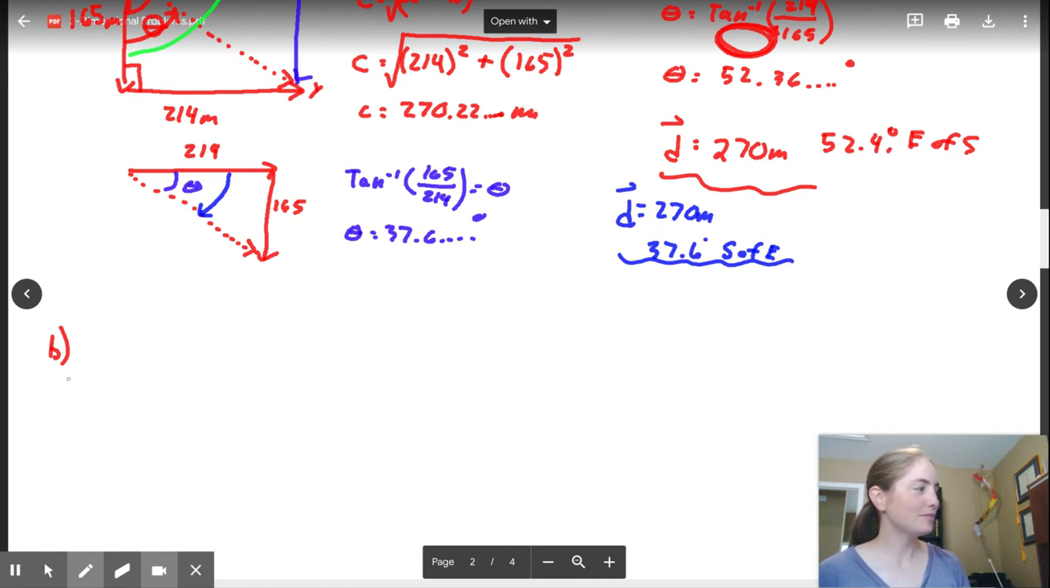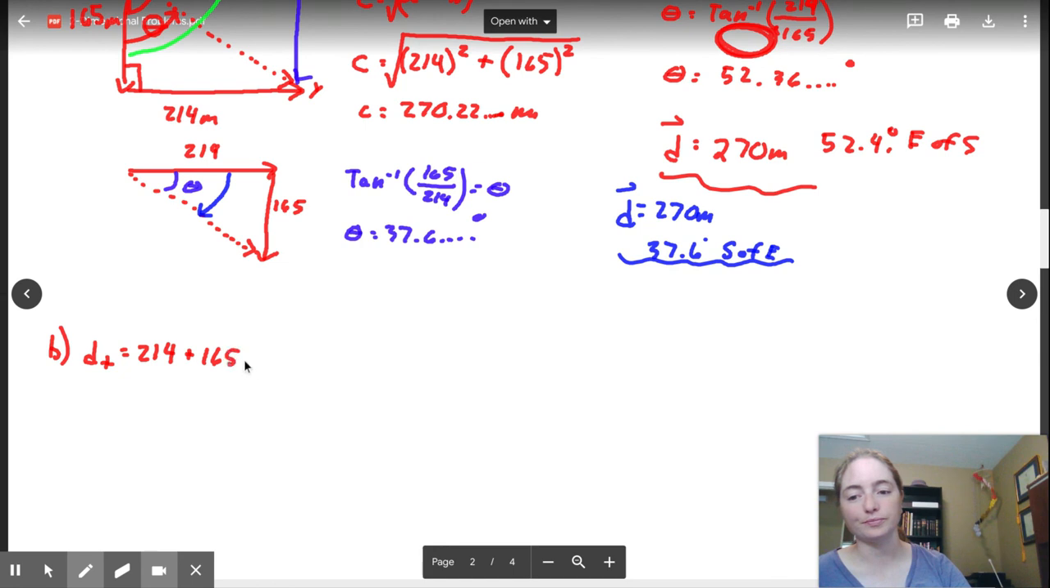So, what this means is we need to get our total distance, which is your 214 plus your 165. I didn't do that one earlier; I did it on my calculator. So your total distance, ladies and gentlemen, is going to be 379 meters.